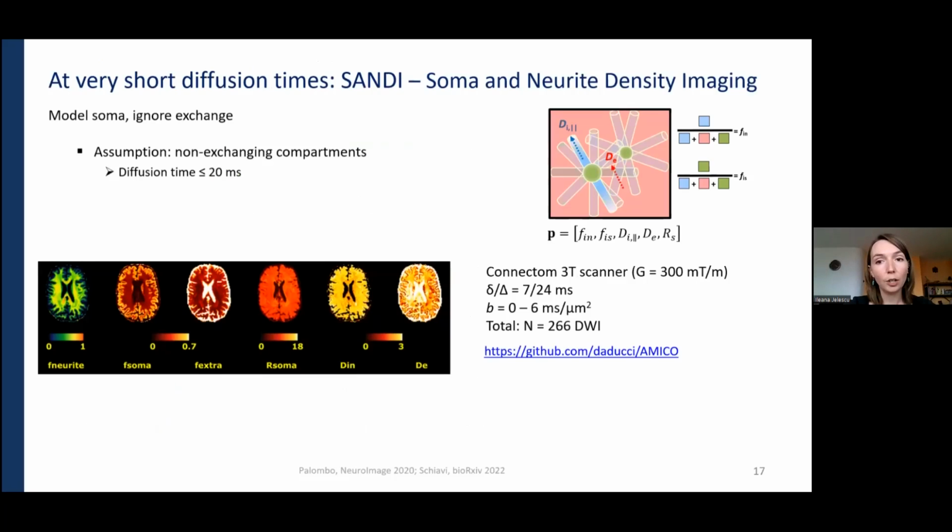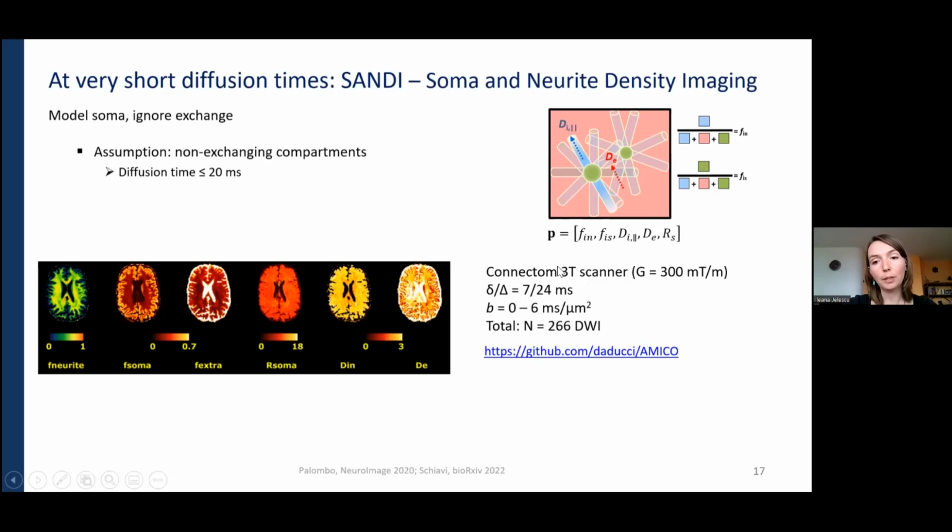Now, let's start with one thing at a time. So first we said soma. So there was a soma and neurite density imaging model proposed very recently by Palombo and colleagues. And here, so the SANDI model, but the exchange is ignored. So in order to ignore exchange, we need to place ourselves at a short diffusion time. So you have to be in a time frame where you can actually assume that the water has exchanged very little across the cell membrane. And this would be roughly a diffusion time of about less than 20 milliseconds.